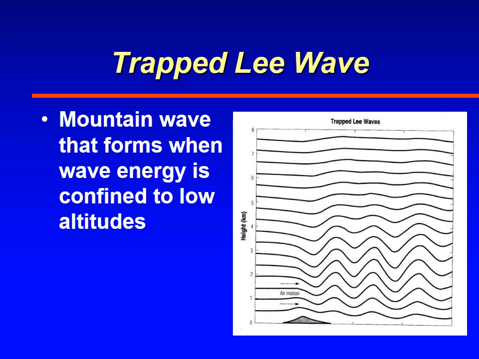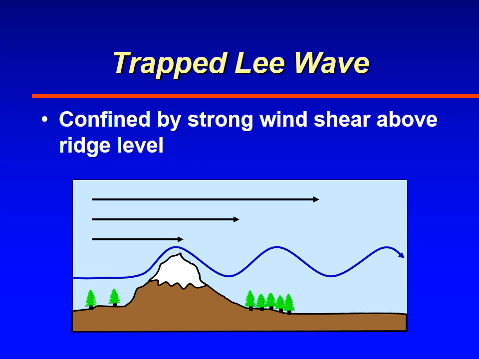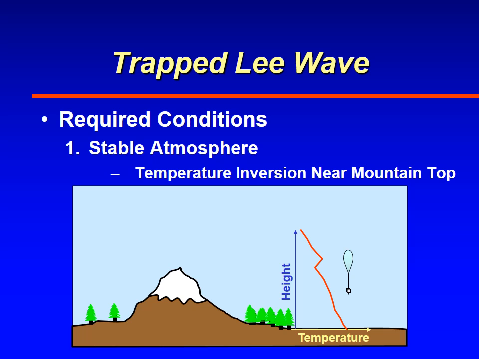A trapped Lee wave is, of course, a mountain wave that develops when all of the energy in the atmosphere is confined to the lowest layers or lowest altitudes. The reason for this is there's strong shear in the atmosphere. With strong shear, it holds down all of the energy into the lowest layers, and does not allow anything to propagate vertically. So what you need for a trapped Lee wave is, of course, a stable atmosphere, typically stable in the lowest layers and maybe slightly unstable aloft, but with a temperature inversion right at mountaintop.